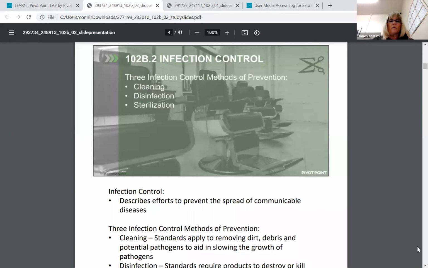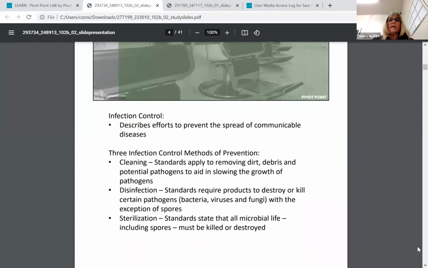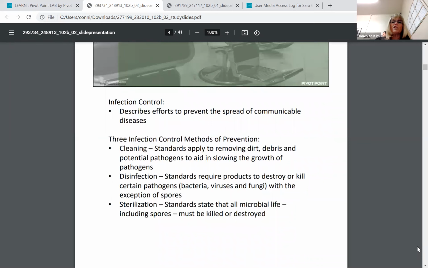Okay, so cleaning is the first standard, the first infection control method of prevention. This applies to just removing the dirt, debris, and potential pathogens to slow the growth of pathogens. Pathogens just means something that's going to make you sick. Okay. So cleaning is wiping things down with soap and water, washing them off, wiping them off, that type of thing.